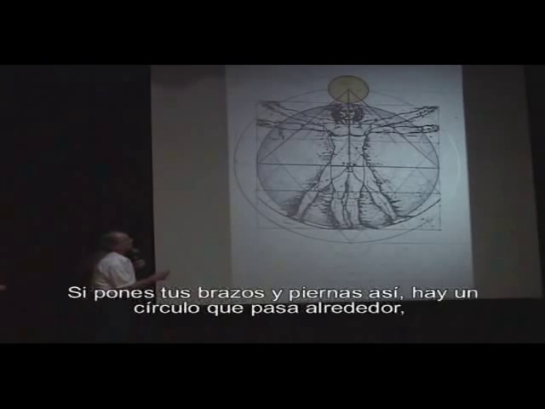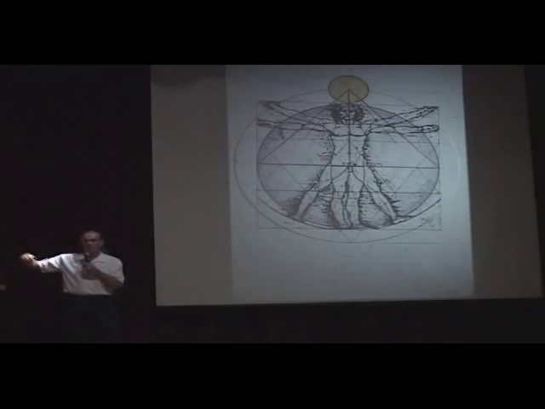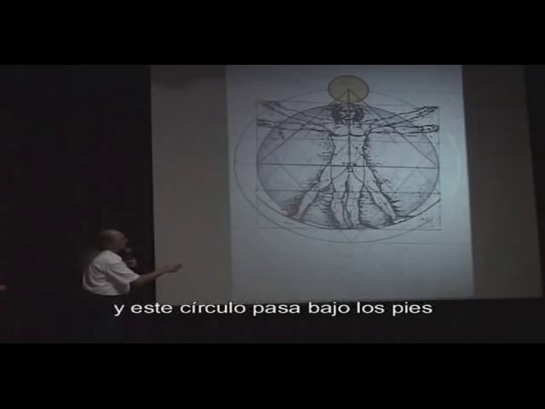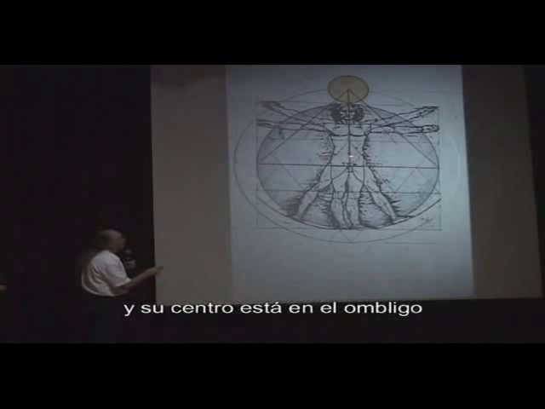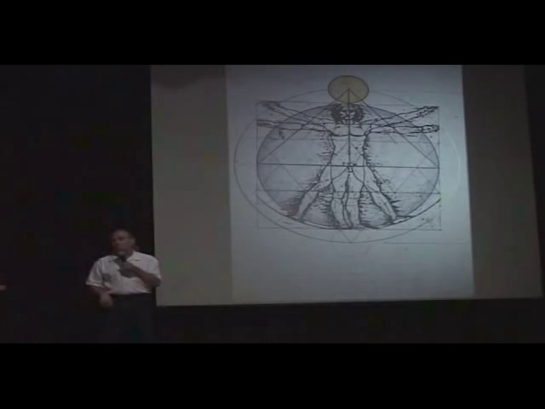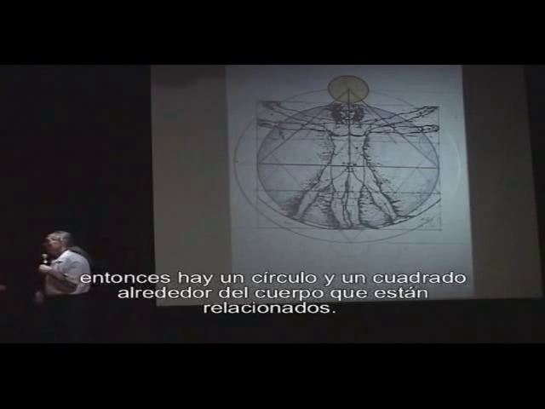Then, if you put your arms like this and your legs out like that, there's a circle that will pass perfectly around there, or a sphere. And it's this one here, which isn't drawn very well. It kind of disappears there. It comes right underneath the feet and goes on around. Comes up here. Comes on down around and comes back down under the feet. And the center of that one is exactly at the navel. And so you have this circle and this square relationship around the human body.